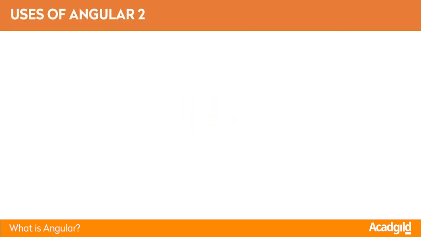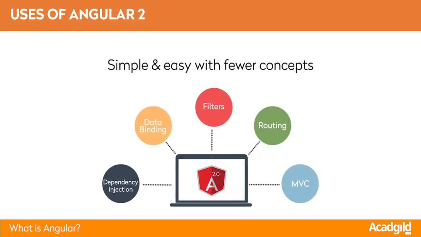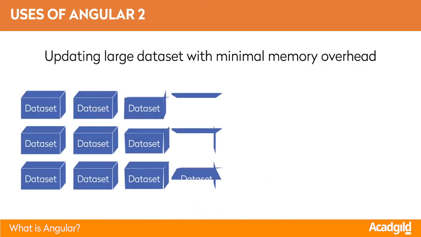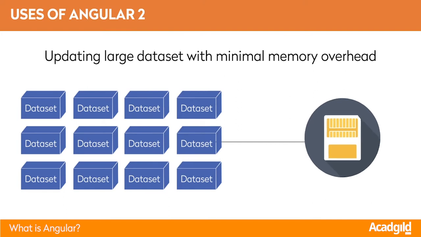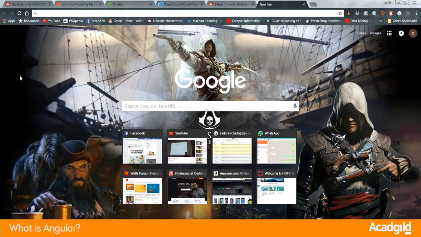Why do you want to use Angular 2? Angular 2 is simpler than Angular 1. As there are fewer concepts in Angular 2, it is easier to understand and can update large datasets with minimal memory overhead. It will speed up the initial load through server-side rendering. In this video, we shall see how Angular 2 will help build a very small web application.